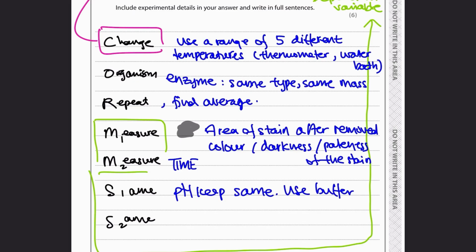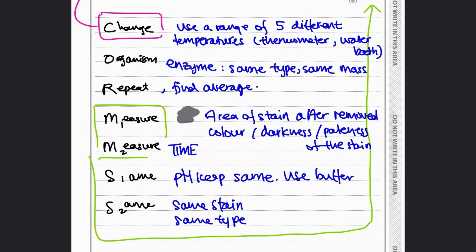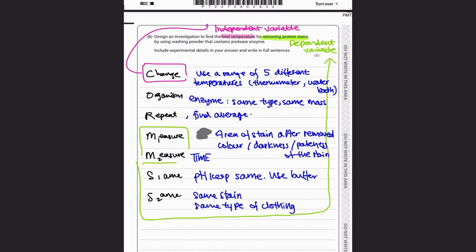What else do you have to keep the same? Look at your experiment, right? The stain should be the same type of stain. Like, are you removing ketchup or sauce or what? So same stain. Don't use ketchup for one and soy sauce for another. What else? Same type of clothing, isn't it? So just picture it. If you're running out of ideas, just picture doing this experiment and think of what you're using. You've got the stain, you've got the cloth. All of these should be kept the same, because if they're not, then it makes the test unfair. So guys, this is how you do a quorums question.